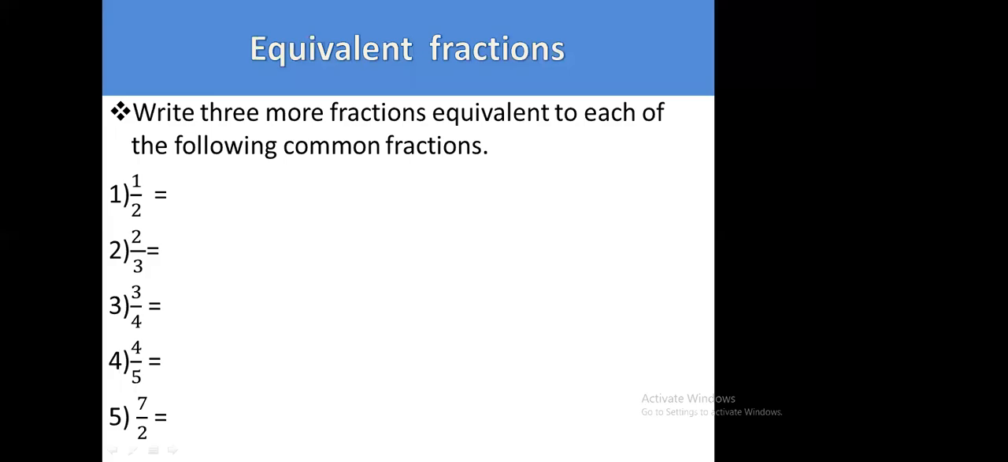Should I write, teacher? You have to write 3 more equivalent fractions to this. I will write it here. Now, equivalent fractions. Can you remember, teacher, from yesterday? Can you do the first one for me? Right, okay.